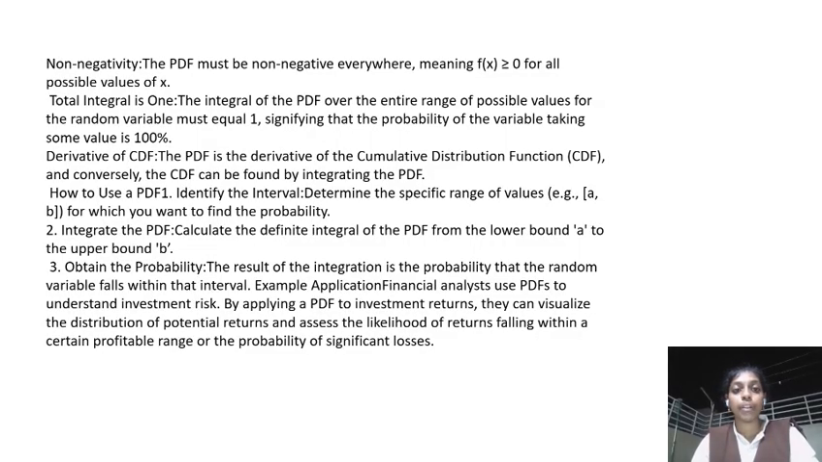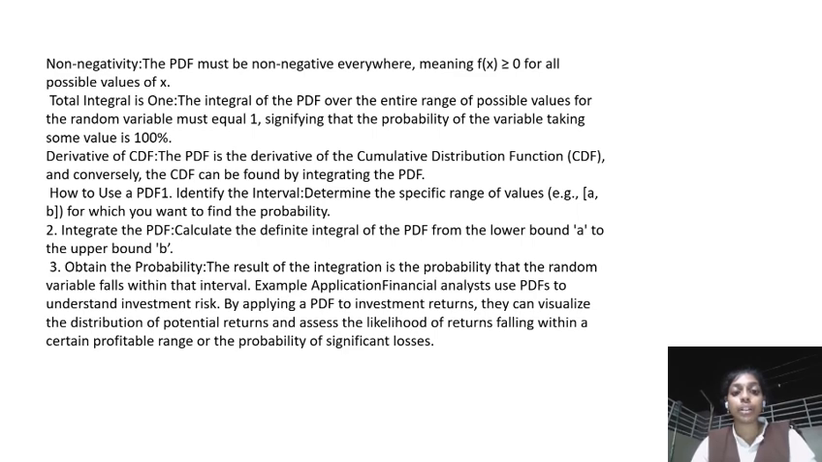Non-negativity. The PDF must be non-negative everywhere, meaning f of x is greater than or equal to 0 for all possible values of x. Total integral is 1. The integral of the PDF over the entire range of possible values for the random variable must equal 1, signifying that the probability of the variable taking some value is 100%. Derivative of CDF. The PDF is the derivative of the cumulative distribution function, and conversely, the CDF can be found by integrating the PDF.